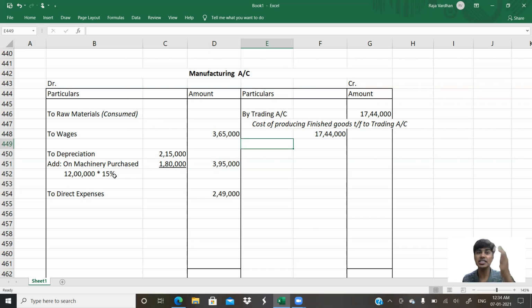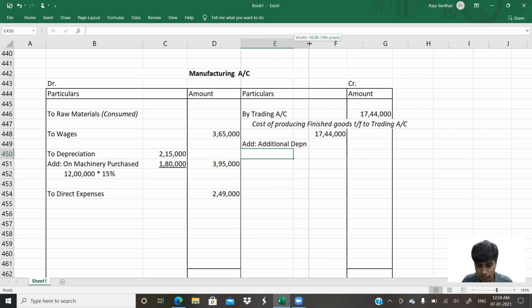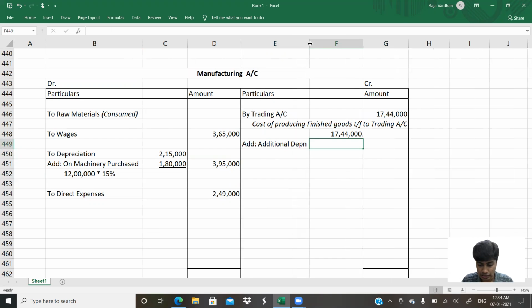Whenever there is increase in the depreciation expense, there is increase in the cost of production, increasing the value of finished goods. So I would have to add additional depreciation. How much is that? That is 1,80,000. This is to be added.